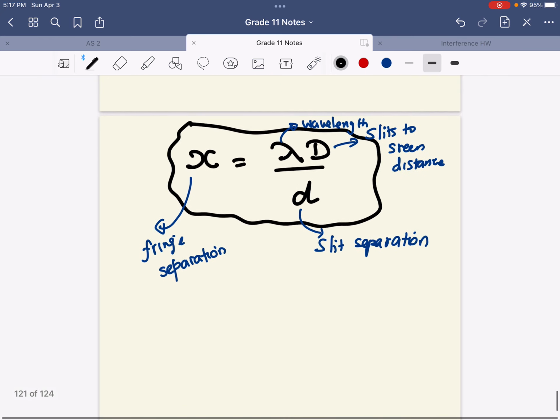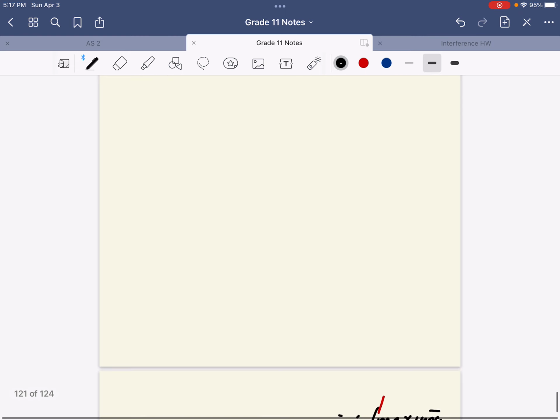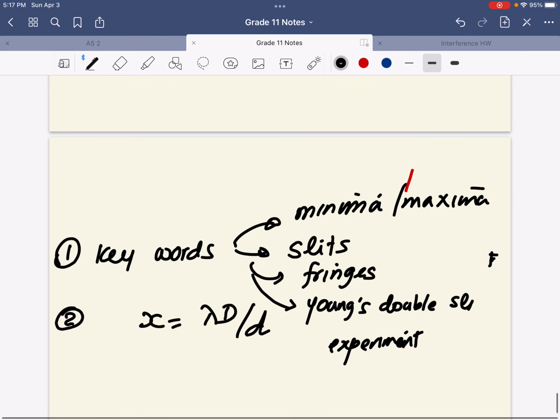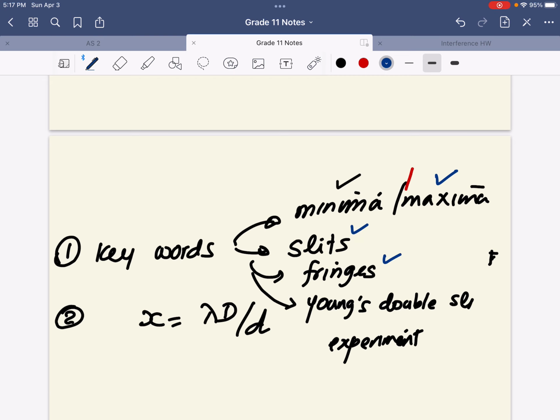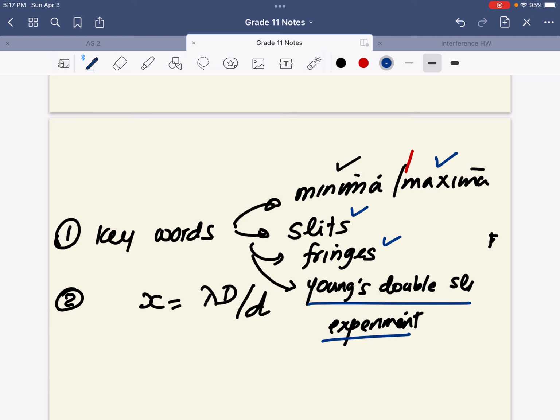So let's go back to check whether we learned what we wanted to learn. Minima are those dark places. Maxima are the bright places. Slits are the small gaps. Fringes are the things you see on the screen. I will show you a demonstration next time. Young's double slit experiment is the setup where two waves go and mix with each other and make an interference pattern. And the equation is this.